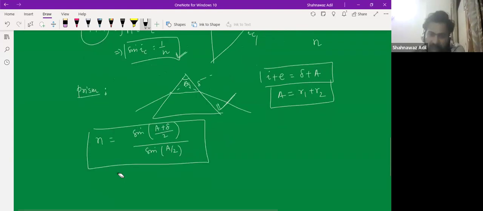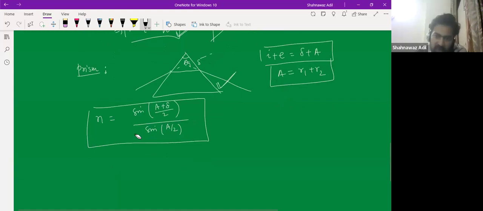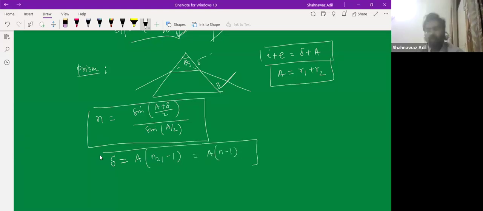And then we also have one more thing in this prism. This was n, not n, but a n to 1 minus 1, right? But we take the second medium as air here. So this is simply a n minus 1. So these are the things that we have learned in prism.